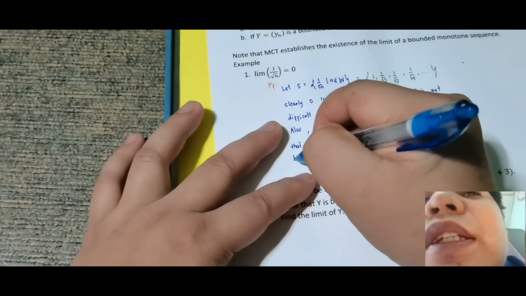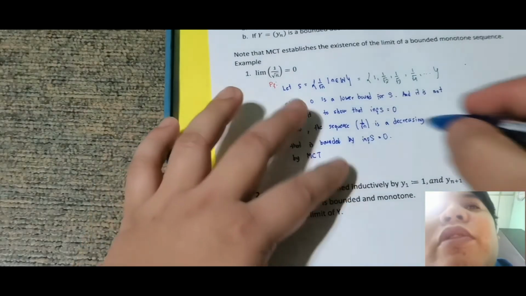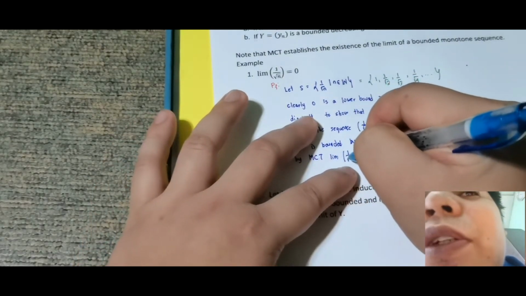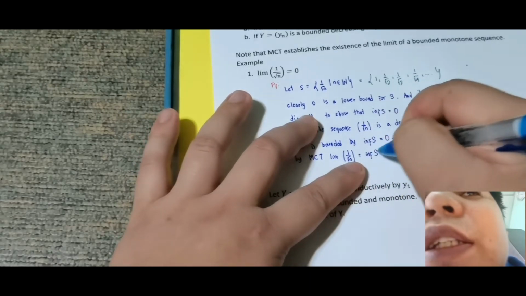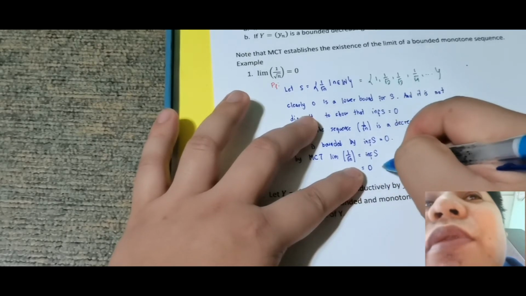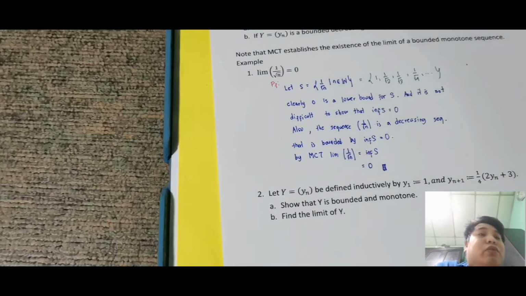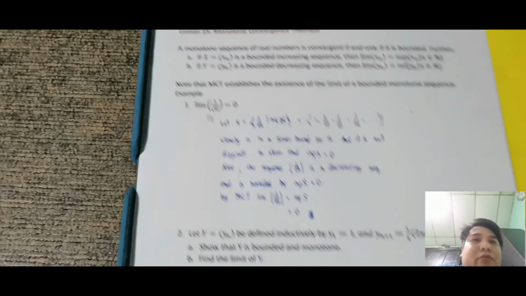Then, by MCT, or the monotone convergence theorem, the limit of 1 over the square root of n is equal to the infimum of S, which is equal to 0. So therefore, this is done. Okay? So, ganoon lang ginagamit si monotone convergence theorem. So, kung kaya mo siyang gawing set, kaya mong hanapin yung kanyang infimum or supremum, well, very useful to.